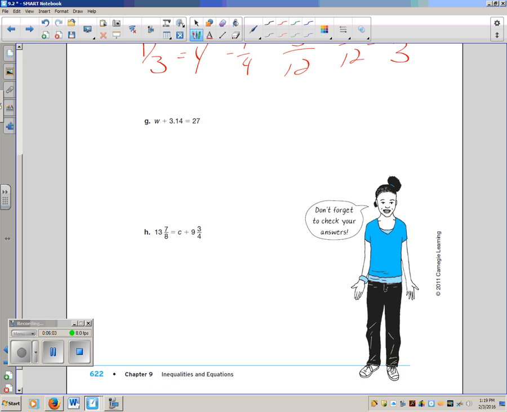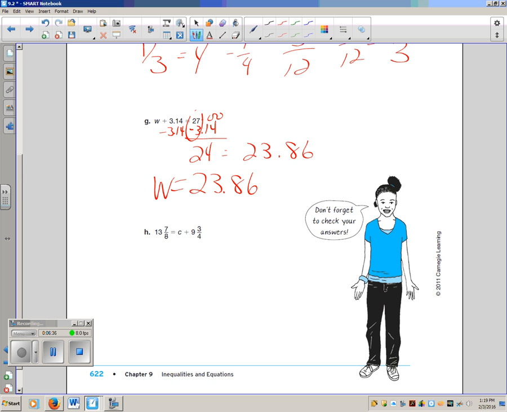w plus 3 14/100ths. The opposite of plus, minus. Minus 3.14, minus 3.14. You could do this in your head if you think about it as money. $27 minus $3 would be $24. I got to take that away, so $24 minus 14 cents. It's going to go down to 23.86. w equals 23.86.